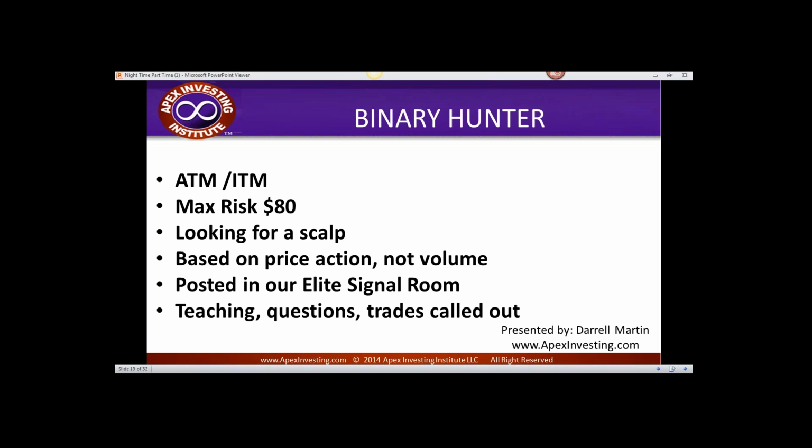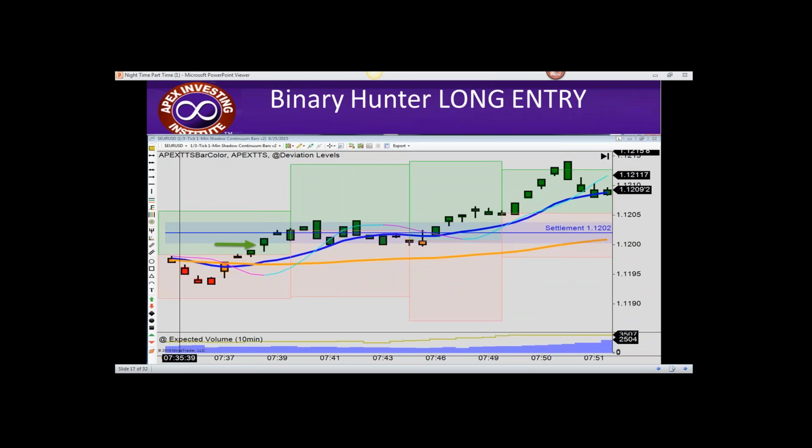We're normally trying to buy a binary for about 60, 65, the most 80, but we're normally trying to go for like 60 bucks and then try to scalp it and say get out at like 95 bucks. Okay, still a scalp, or a lot of times these will sometimes be held to expiration, but this is more based on price action, not volume.